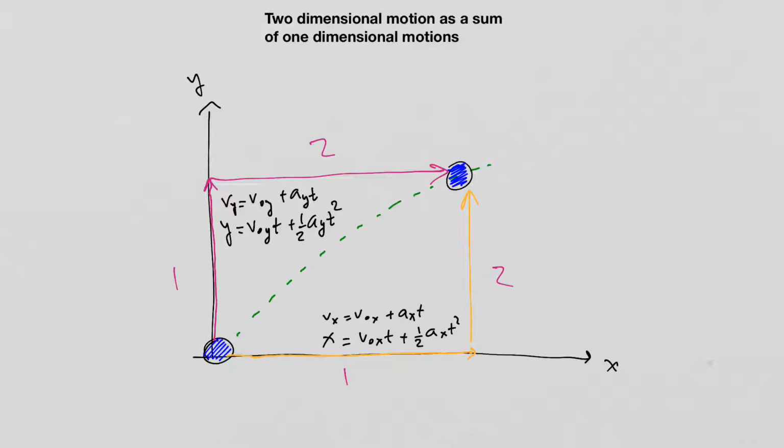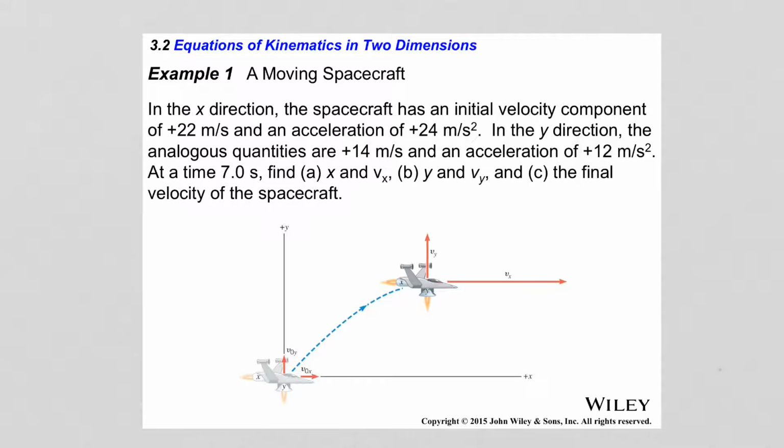And then combining those sets of equations together gives us the parameters for the combined motion or the total motion of the object at this point. So that is the idea. Now let's look at the following example to illustrate the points that I made about a two-dimensional motion being the sum of two one-dimensional motions.